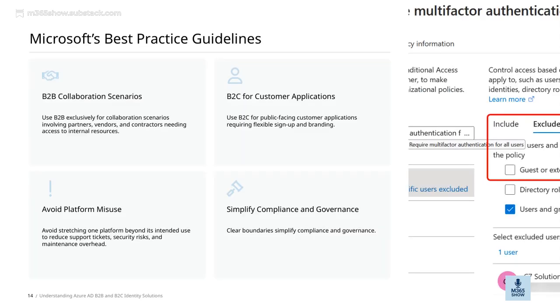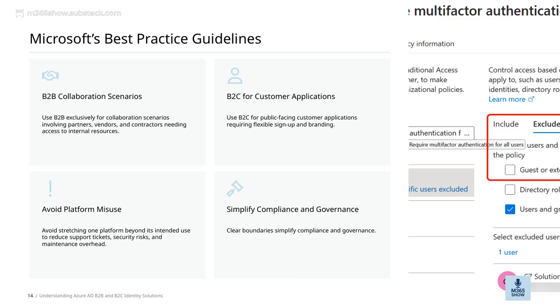Let's talk about Microsoft's best practice guidelines related to understanding Azure AD B2B and B2C identity solutions. First, it's important to recognize that establishing clear boundaries between these platforms helps simplify compliance and governance. When we keep their roles distinct, it becomes much easier to manage security and meet regulatory requirements. Next, we want to avoid stretching one platform beyond its intended purpose. Doing so can lead to an increase in support tickets, security risks, and maintenance overhead. Essentially, sticking to each platform's strengths keeps things running smoothly and reduces potential issues.